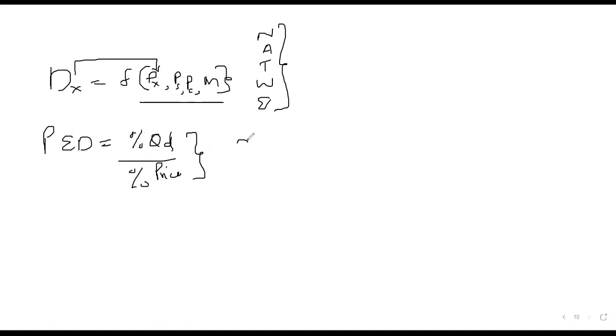That is price elasticity of demand. If you're using calculus, it is dQ over dP times price over quantity. That is elasticity of demand. Now, we can also use a linear example where you're going to multiply b times price over quantity.